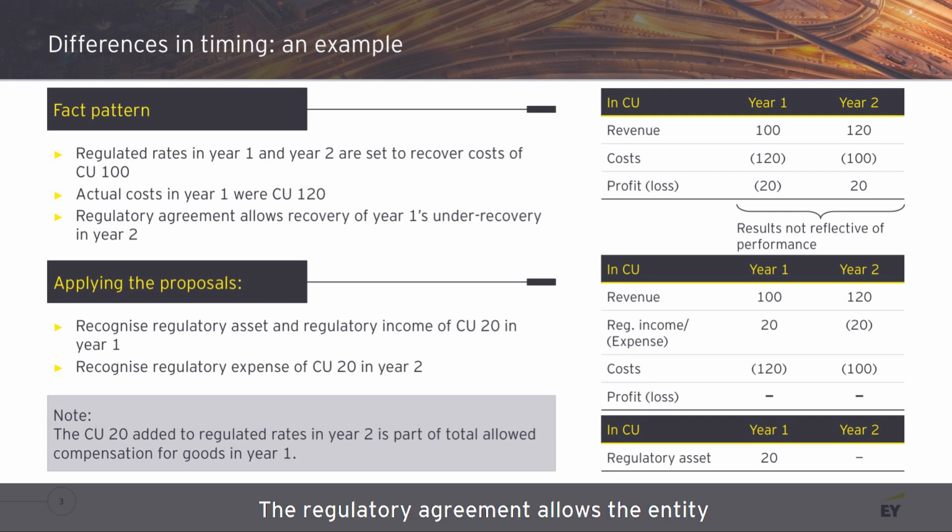The regulatory agreement allows the entity to recover the additional 20 input costs that were under-recovered in year 1 by an increase in the regulated rates they will charge customers for goods to be supplied in year 2. Like in year 1, the regulated rates for year 2 are set to recover estimated input costs of 100 plus the input costs under-recovered in year 1. That is the 20, so there will be a total of 120. Actual input costs for year 2 are 100.